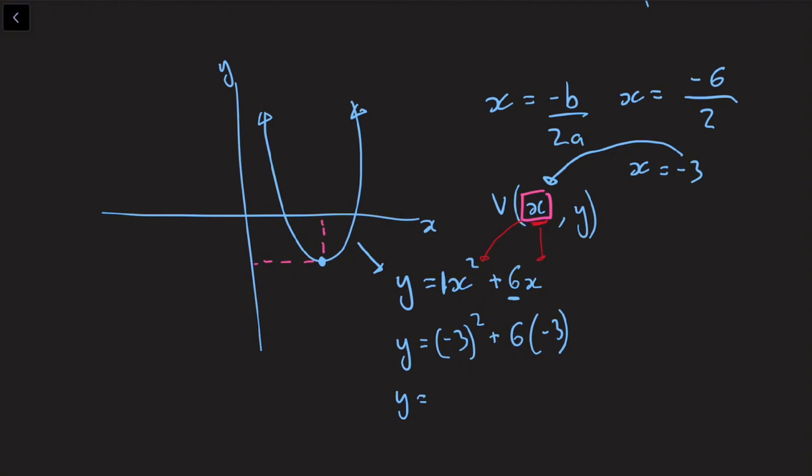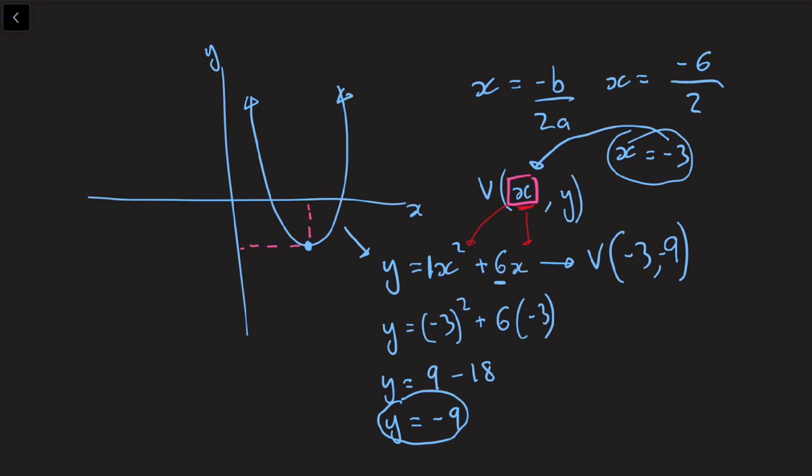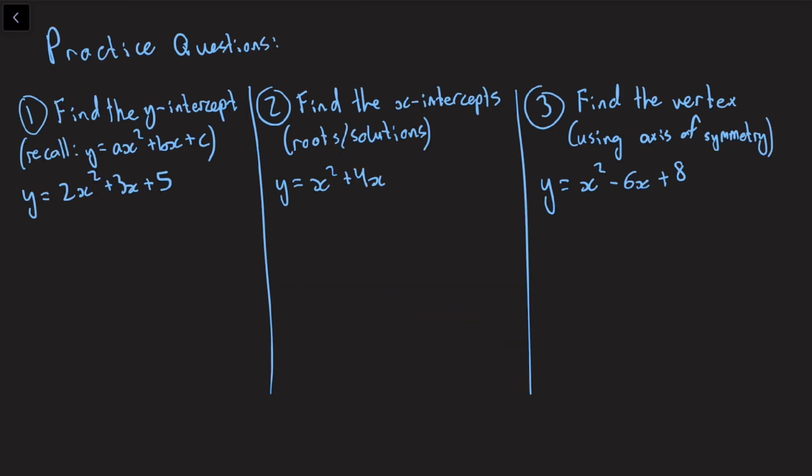Y equals negative 3 squared is 9, because any negative squared is going to end up being a positive. 6 times negative 3 is minus 18, or negative 18. So 9 minus 18 is just negative 9. Y equals negative 9. So knowing these two coordinates, we can say with absolute certainty that the vertex of this function is going to be negative 3 and negative 9. And if I forgot to mention this, it's called the axis of symmetry because it's basically a vertical line cutting the parabola in half. Now let's go ahead and try some practice questions.